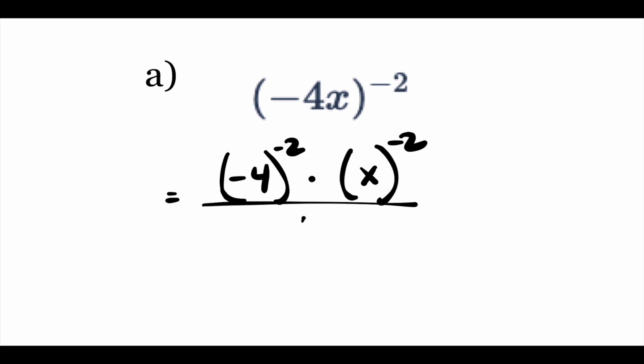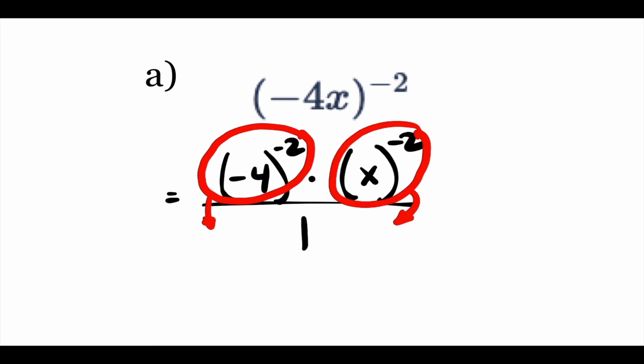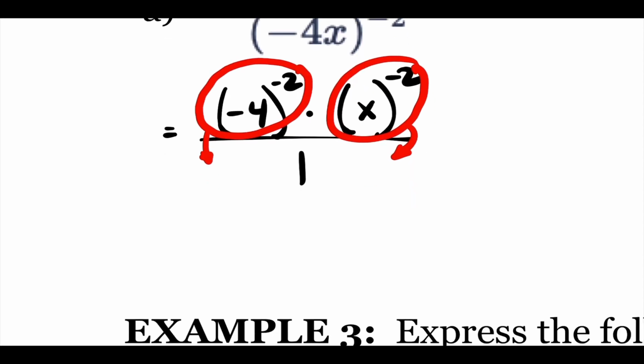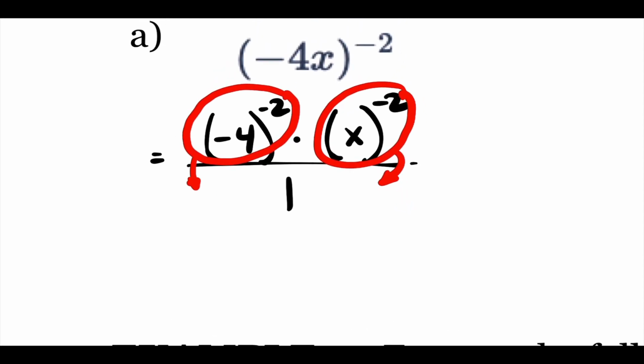So both of them have negative exponents, right? So I'm going to need a 1 over there, because the only way to make them positive is by moving them down. So on top, everything left, so I have a 1 still. On bottom, I have a -4 squared, and I have an x squared. The powers became positive because I moved them to the bottom.